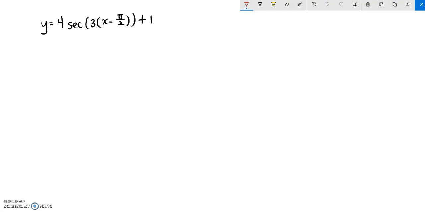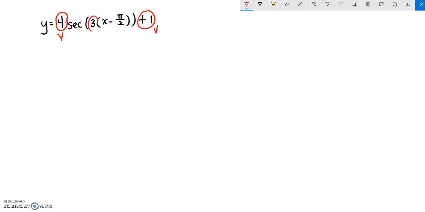Alright, today we're going to talk about how to find the equation of vertical asymptotes of a secant function. So first, we must figure out what horizontal transformations there are. Now, anything outside the parentheses, like the times 4 and this plus 1, are both going to become vertical transformations. So those will not affect our equations for the vertical asymptotes. What would affect them are the horizontal transformations which occur inside the parentheses.